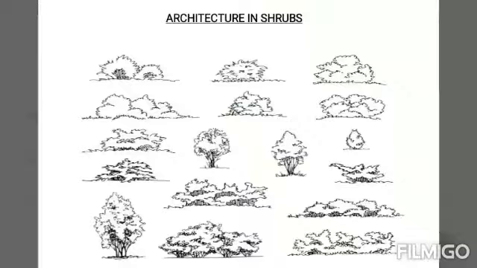Now we'll come to the next topic. Now we'll talk about the architecture of shrubs. So you can see here some examples. When you do the plantation of shrubs, you have to keep this in mind, especially as a landscaper or a garden designer. You have to see which type of shrubs will suit that area or that climatic condition, like even for the roadside, which type of shrubs you should plant.